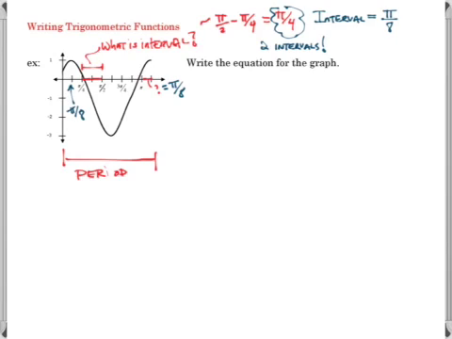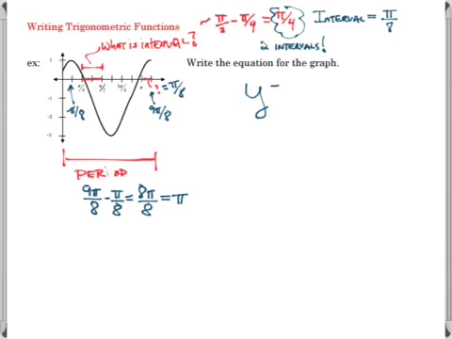So that means I start at pi over 8, and then if I take pi plus pi over 8, that's 9 pi over 8. So if I subtract those two values from those two peaks, I get 9 pi over 8 minus pi over 8 is 8 pi over 8, which is pi. So my period is pi, which is going to work out pretty nicely.